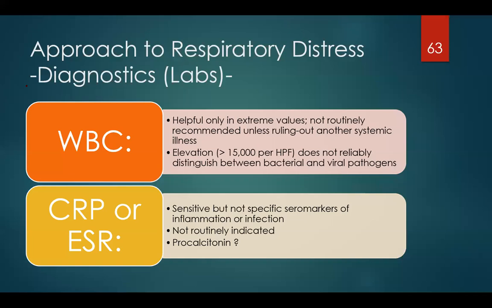Approach to labs here, we've got white blood cell count, usually greater than 15,000 is going to make us think that we're dealing with some sort of a pathogen. If this is an elevated neutrophil count, then we're probably dealing with bacteria. And if it's an elevated lymphocyte count, then we're probably dealing with a virus. Elevated CRP or SED rate, these are sensitive, but they're just not super specific. So CRP is going to be elevated in any acute inflammatory response, whereas the SED rate is more of a chronic inflammation. However, these are not always a hard line.